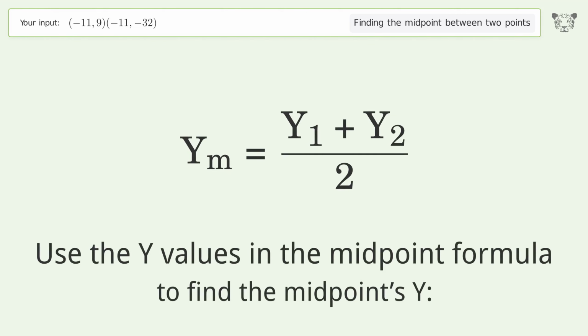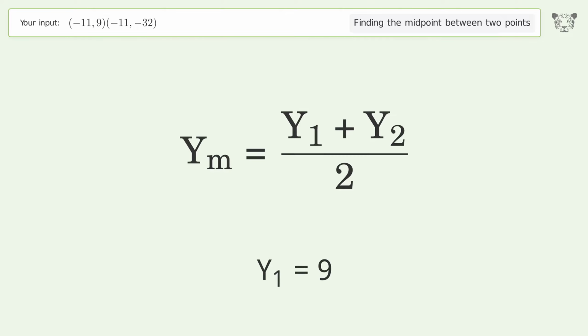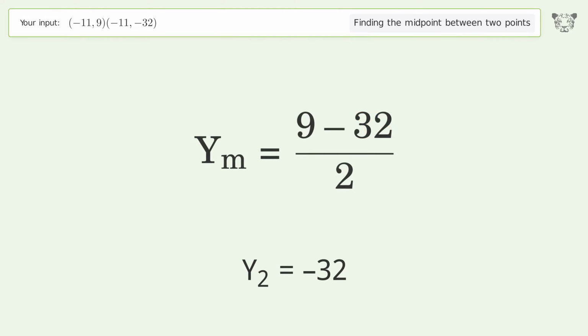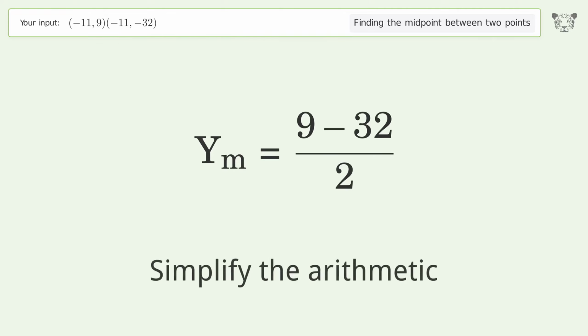Use the y values in the midpoint formula to find the midpoint's y. y1 equals 9. y2 equals -32. Simplify the arithmetic.